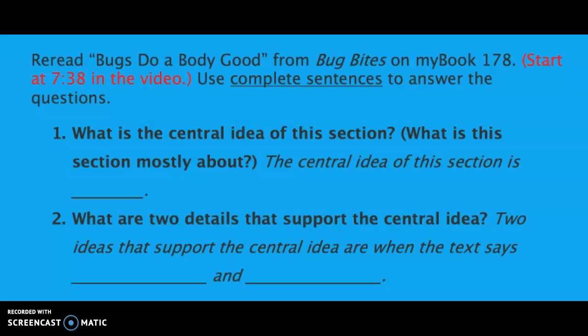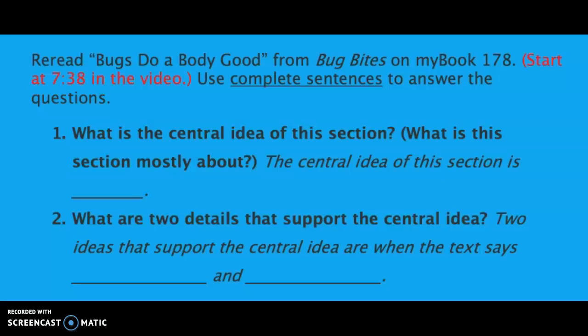After you've figured out the central idea, or what that section, Bugs Do a Body Good, is mostly about, you're ready to answer that question. There is a sentence starter for you if you need it. So you can say something like, the central idea of this section is, and then fill in the blank. Once you've done that, you're ready for question number two. Number two says, what are two details that support the central idea?